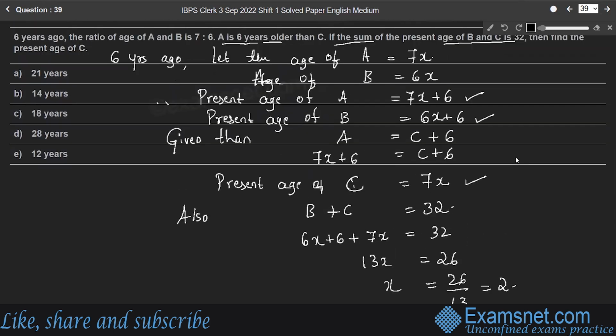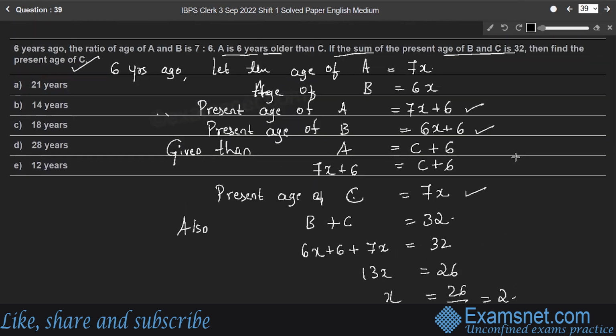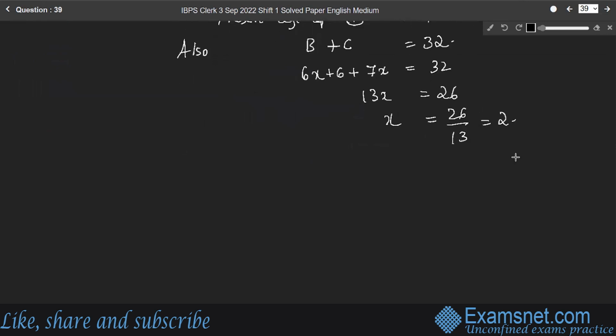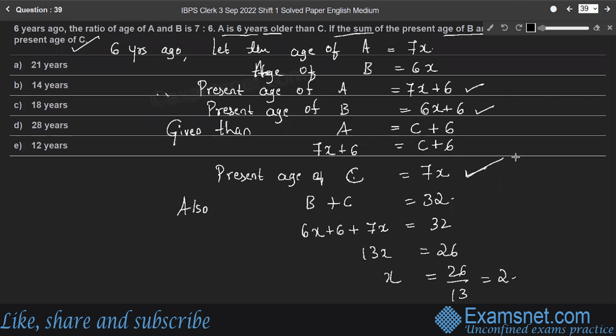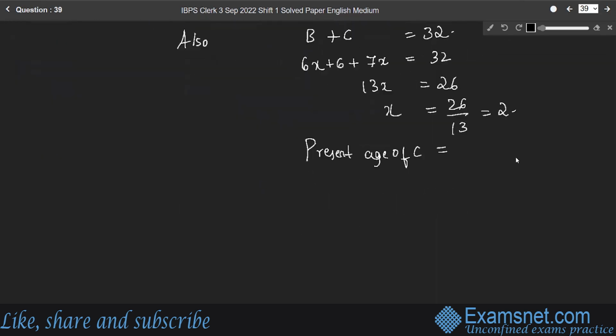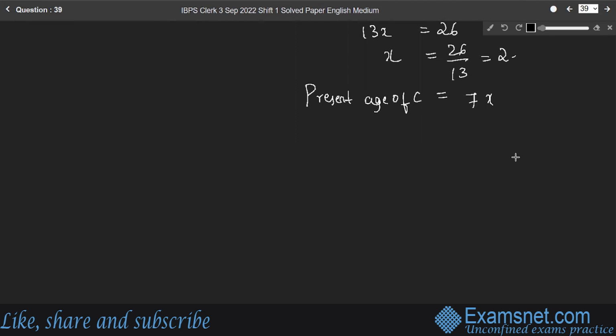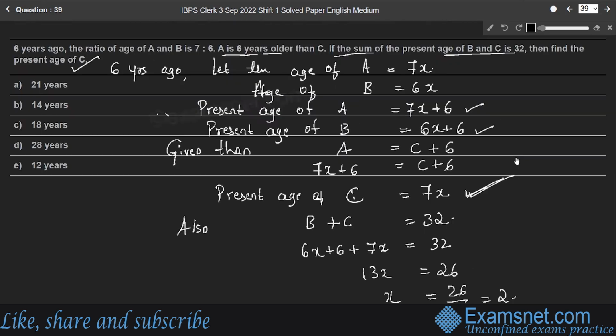So here we need to find the present age of C. Therefore, present age of C is equal to, here present age of C is 7x, right? So 7x, which is 7 into 2, 14 years. Therefore, 14 years. Option B is the right answer.